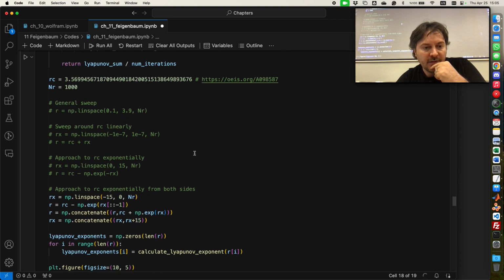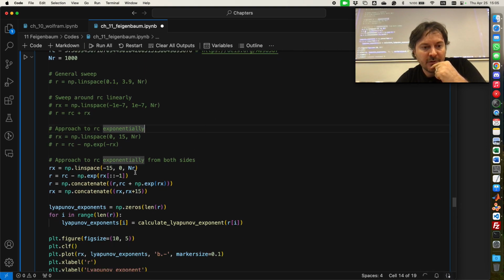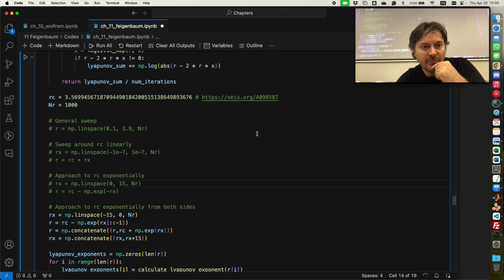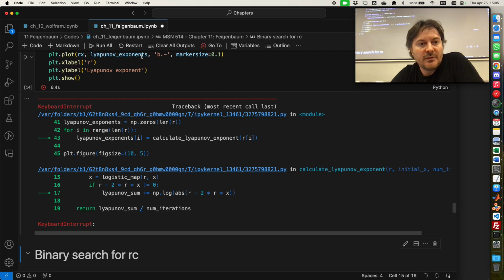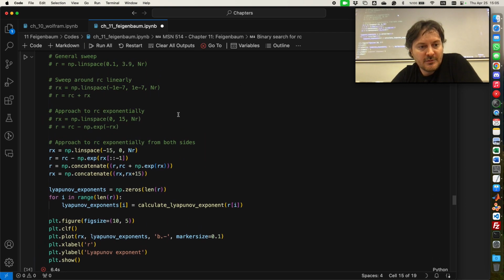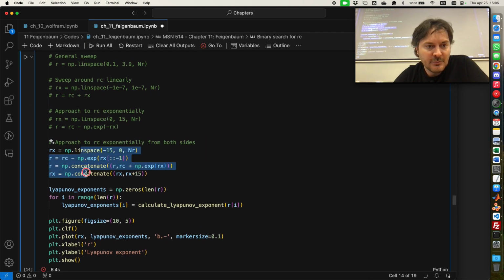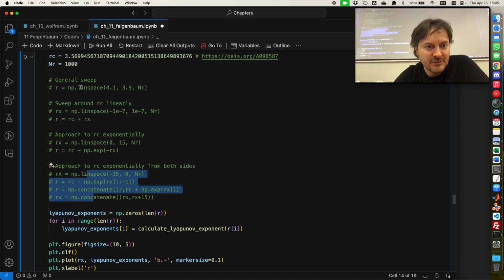I think this is the picture for the Lyapunov exponent as we approach the chaos. So let me run this. Let me interrupt and run the easier one, the one that is understood in an easier way. Okay, this one.